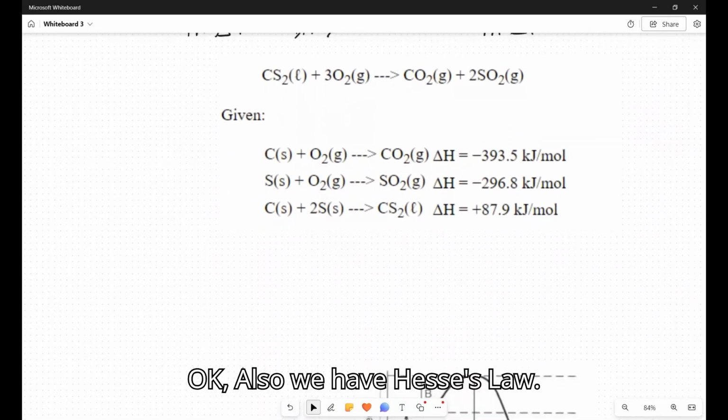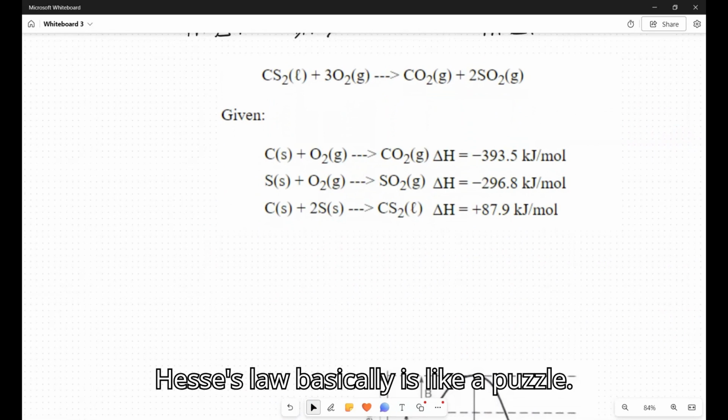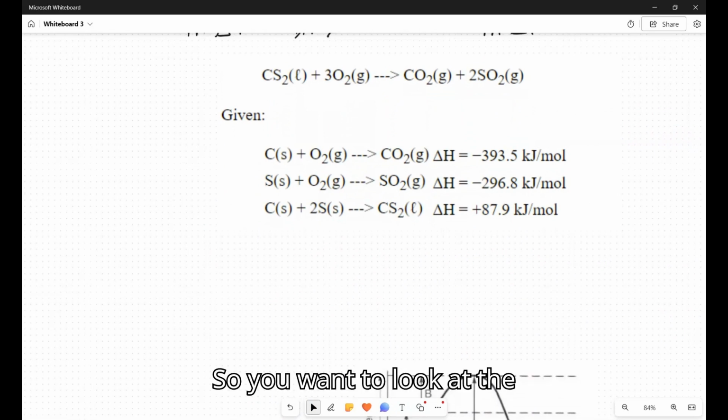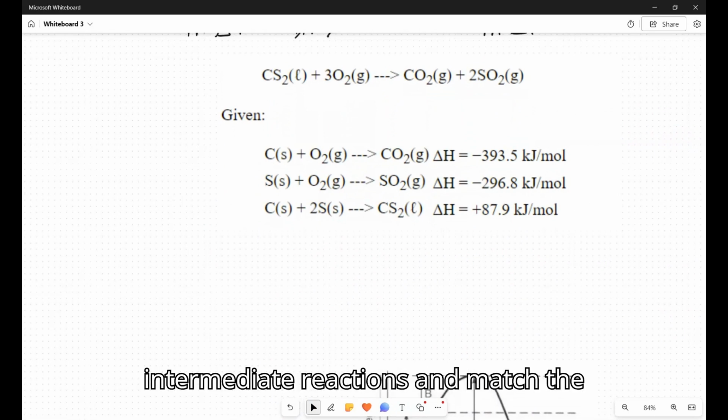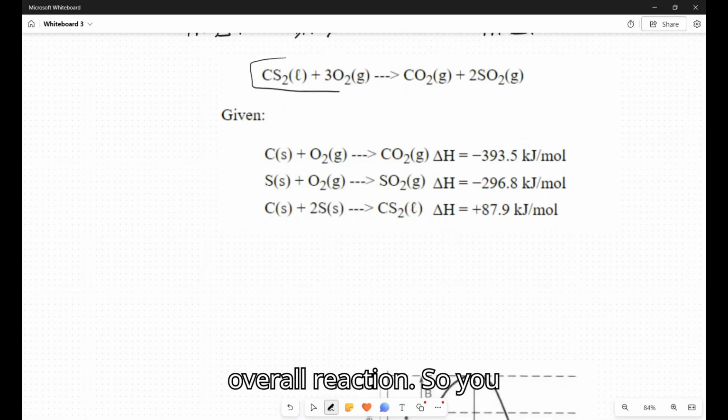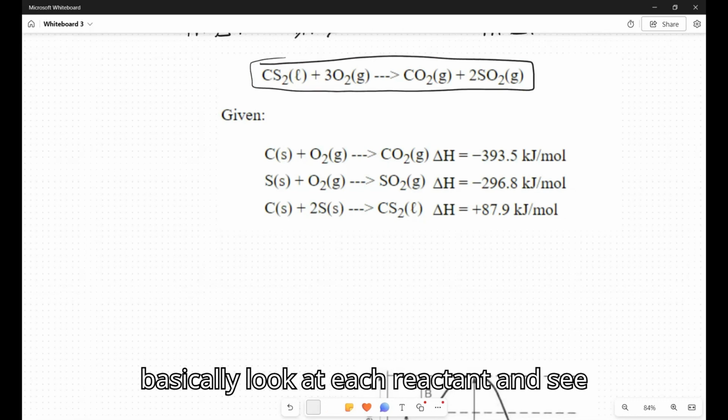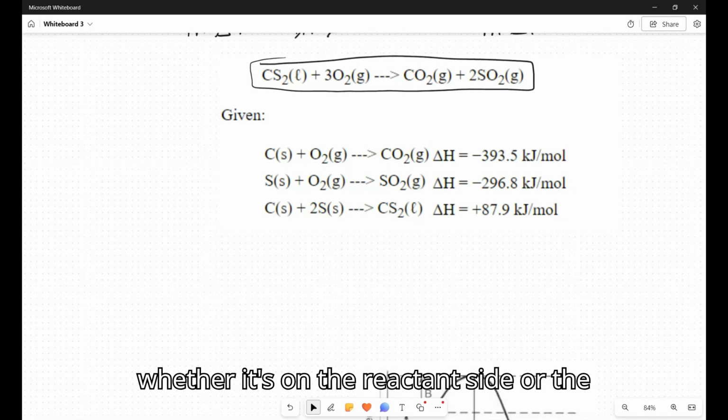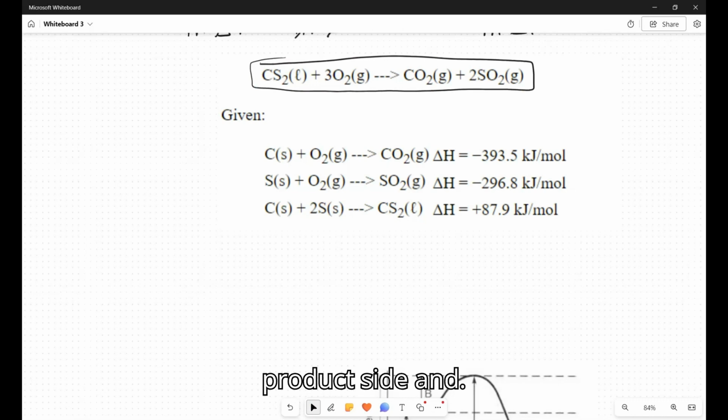Okay, also we have Hess's law. Hess's law basically is like a puzzle. So you want to look at the intermediate reactions and match the overall reaction. So you basically look at each reactant and see whether it's on the reactant side or the product side, and match your intermediate reactions as best as possible.